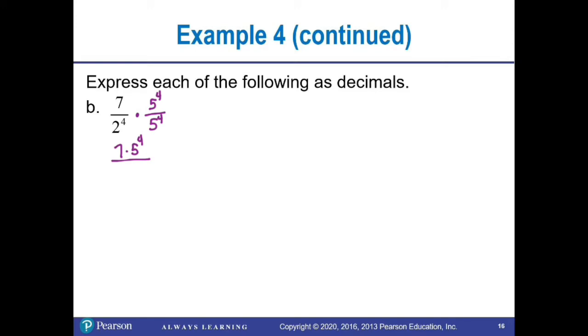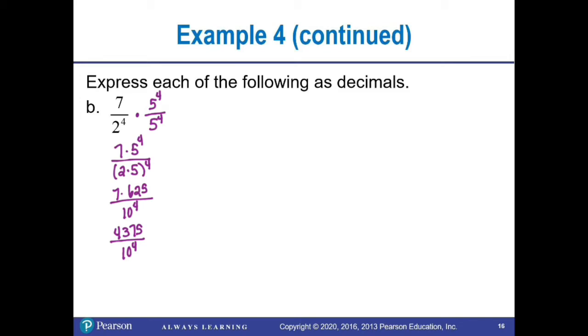Now the 2 and the 5 have the same power, so I can put them in parentheses together, and they are multiplied, and put the power, that 4, on the outside. 5 to the 4th is 625, and 2 times 5 is 10, so I'd have 10 to the 4th in the denominator. Use your scratch paper and multiply 7 times 625. You get 4,375, and I bring down that denominator of 10 to the 4th.